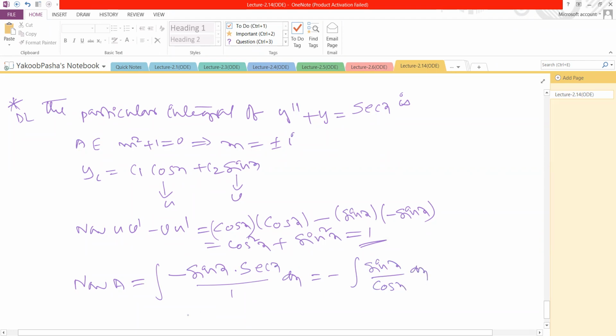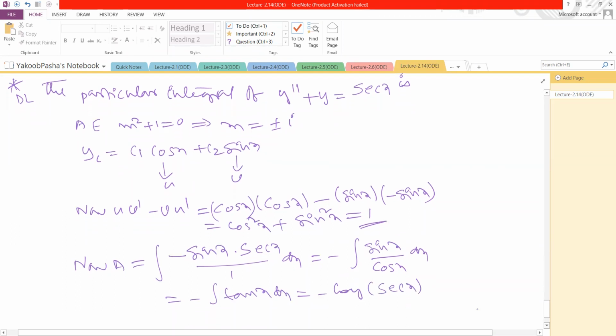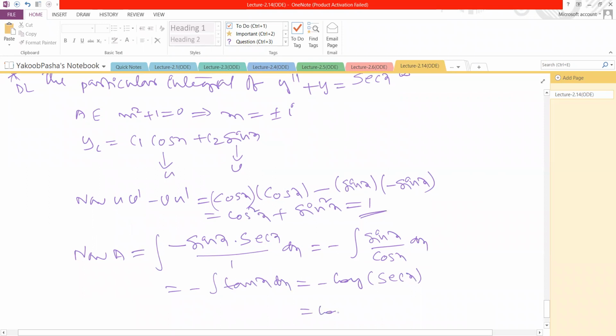This is equal to the integration of sin x by cos x, that is the integration of tan x. Now this is equal to minus log of cos x, the integration of tan x. So we can write this as log secant x to the power minus 1, that is nothing but log 1 by secant x, that is cos x. This is the A value.